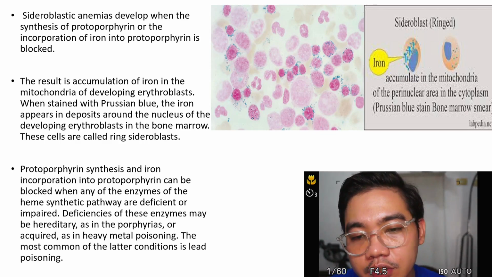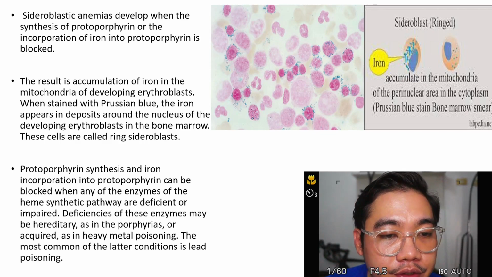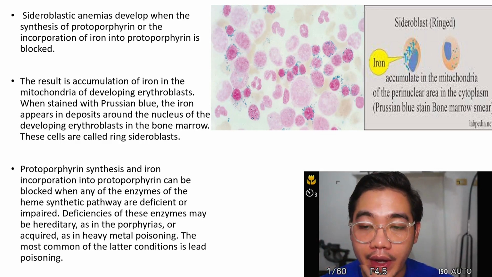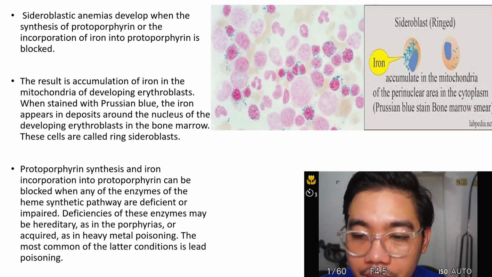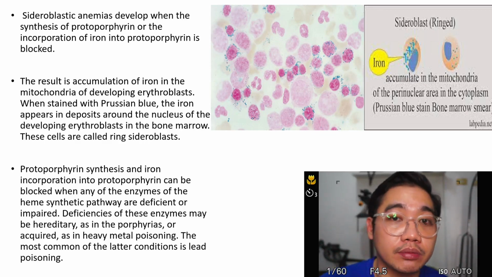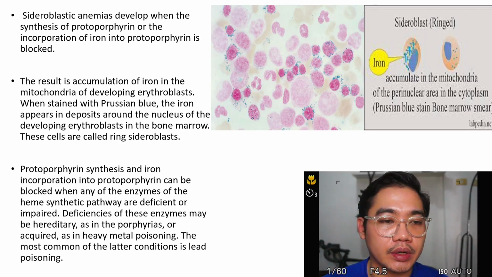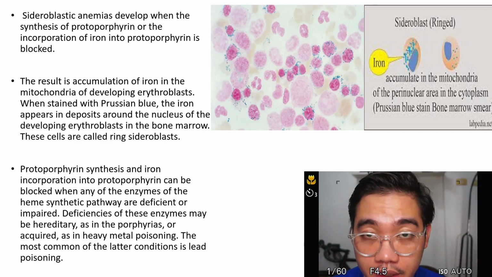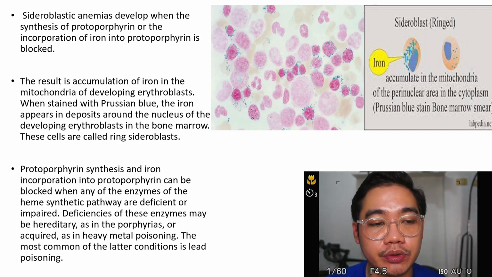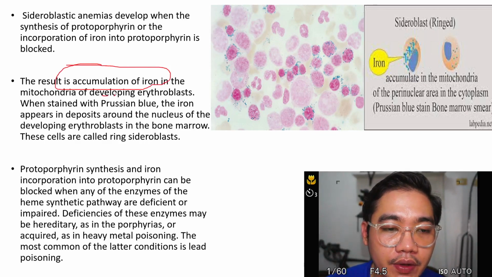The next are the sideroblastic anemias. So when the synthesis of the protoporphyrin, or the incorporation of iron into protoporphyrin, is blocked, you have iron, you have globin, but there is an issue with the protoporphyrin itself, whether it can be made, or there is poor incorporation of iron into your protoporphyrin 9. Not necessarily 9, because what if it didn't reach that stage and wasn't produced? So the result is an accumulation of iron in the mitochondria in the developing erythroblast.